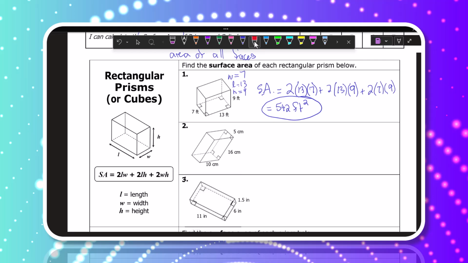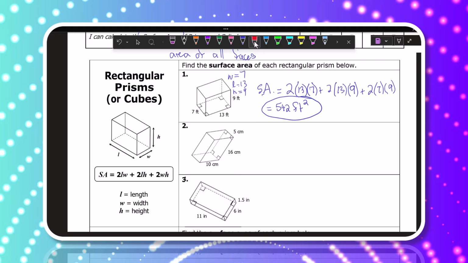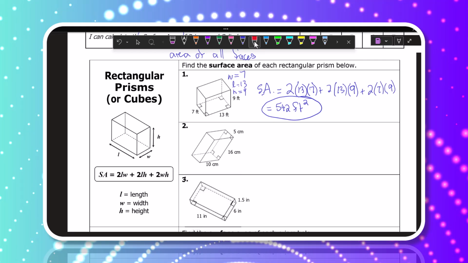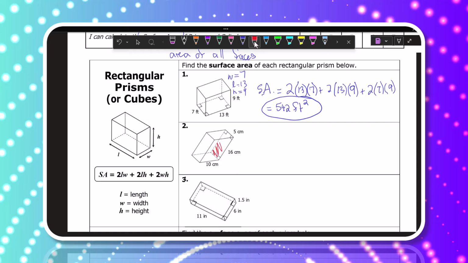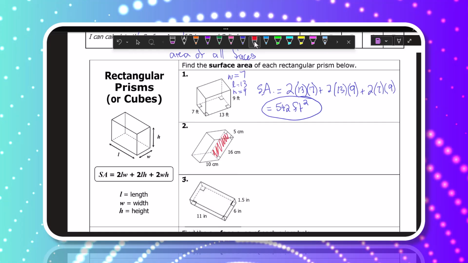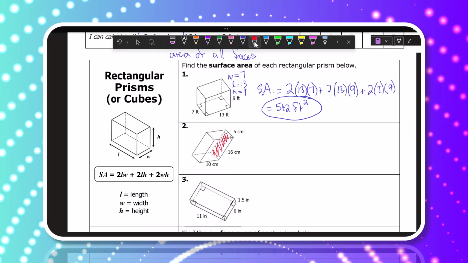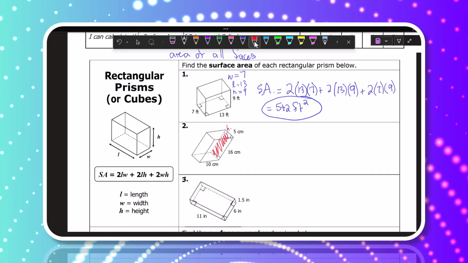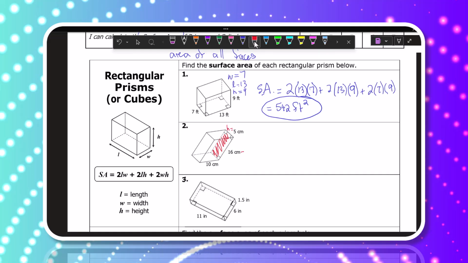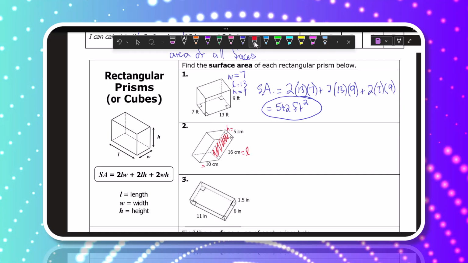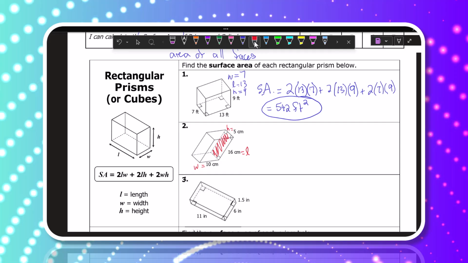All right, number 2. Still a rectangular prism because we have a rectangle here. And again, it doesn't matter what the length or the width or the height is. Let's make 5 the height, 16 the length, and the width to be 10. Again, it doesn't really matter.